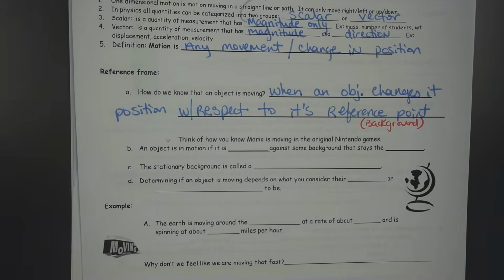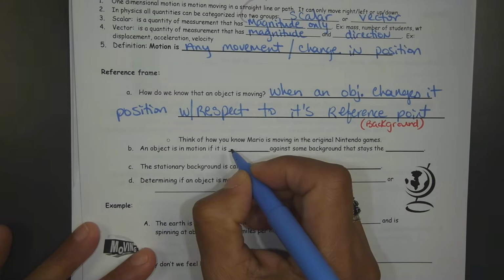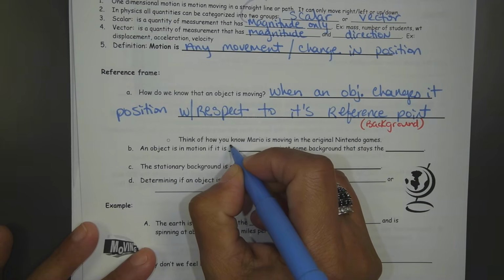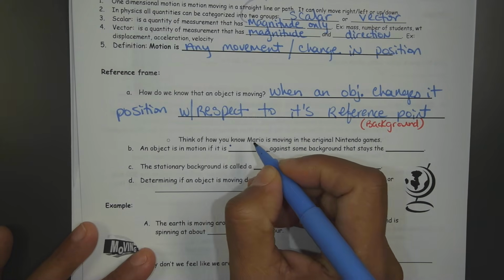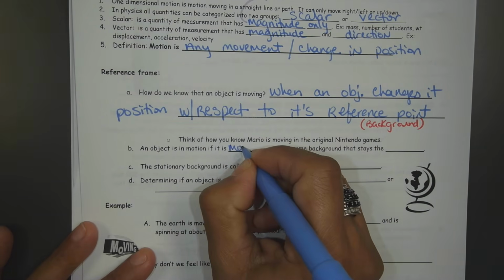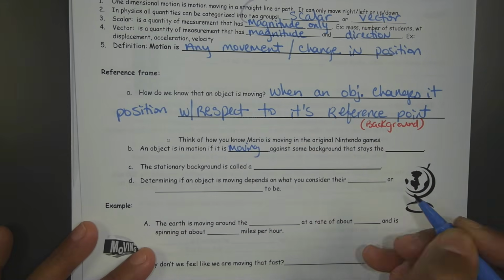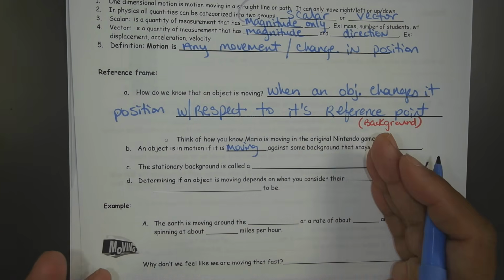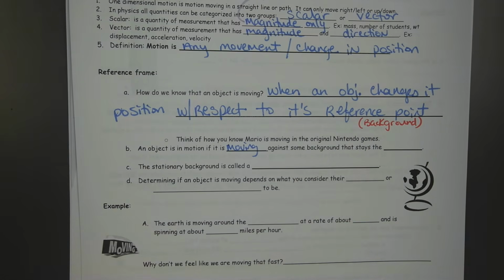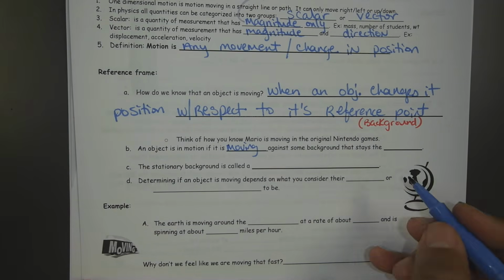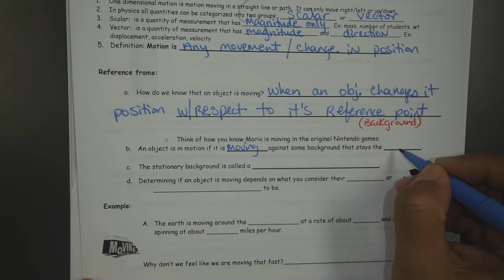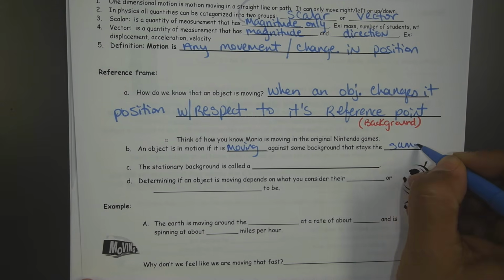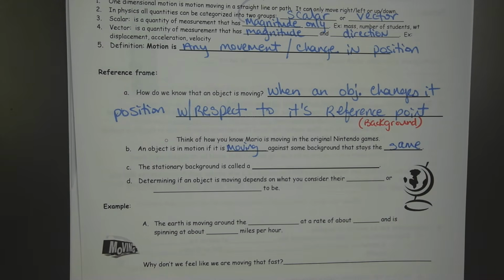And so for situations like that, the object is moving if it's moving against the same background. So for an example, that Mario looked like he was moving, or to our eyes, it looked like he was moving, because that background stays the same or it moved behind him. Okay? Let's keep going on that one because sometimes that's a little tricky.